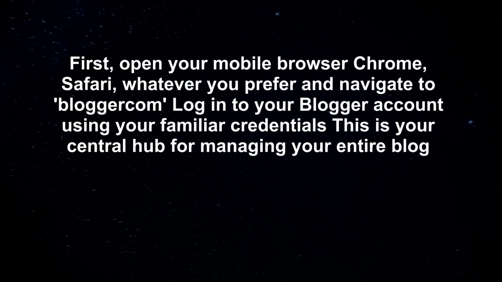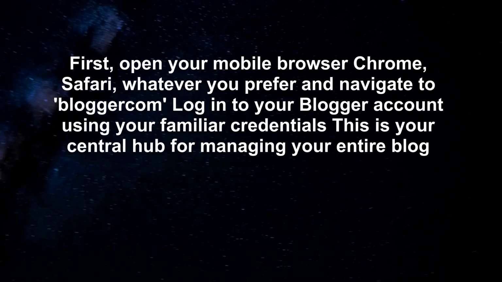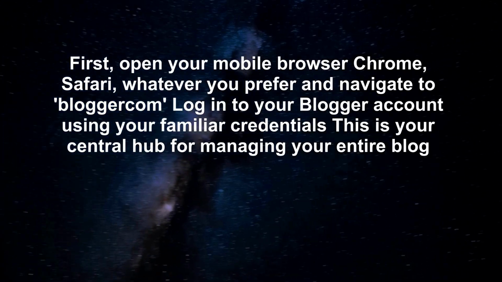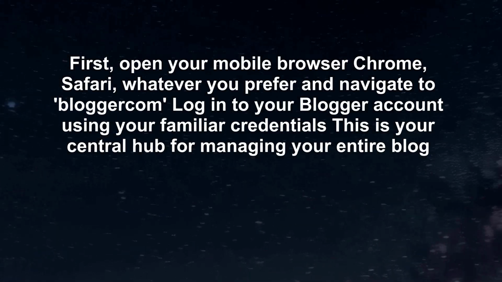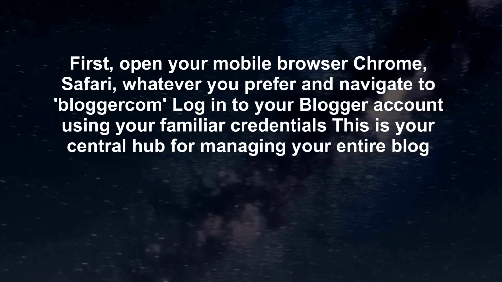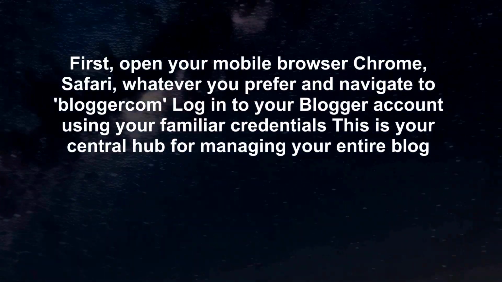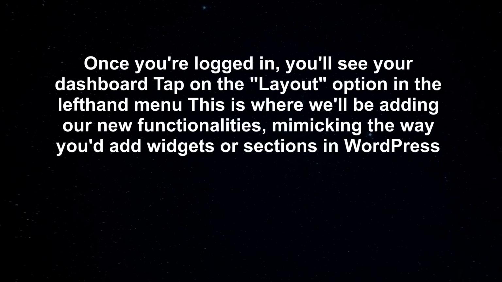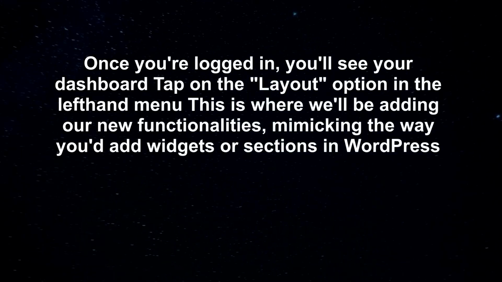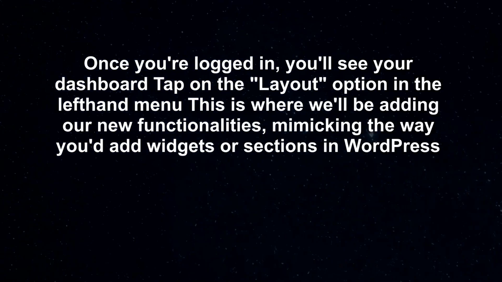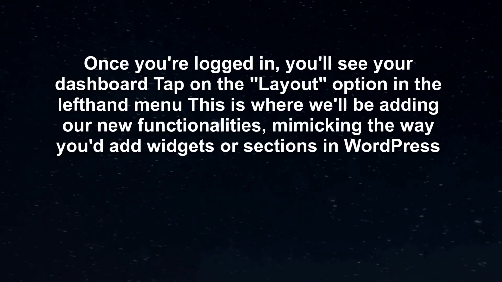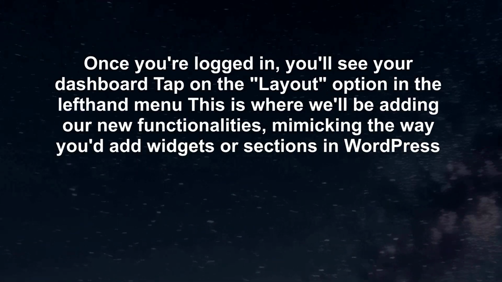First, open your mobile browser, Chrome, Safari, whatever you prefer, and navigate to Blogger.com. Log into your Blogger account using your familiar credentials. This is your central hub for managing your entire blog. Once you're logged in, you'll see your dashboard. Tap on the Layout option in the left-hand menu. This is where we'll be adding our new functionalities, mimicking the way you'd add widgets or sections in WordPress.